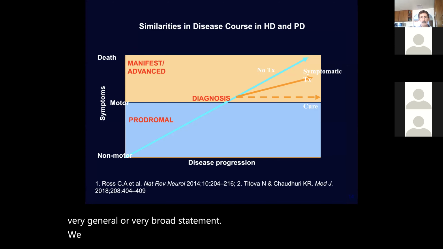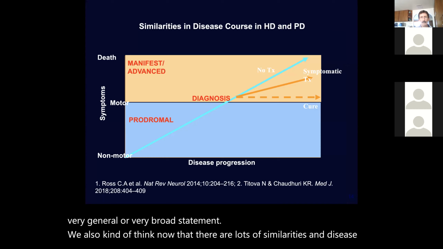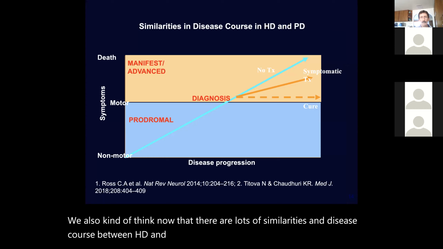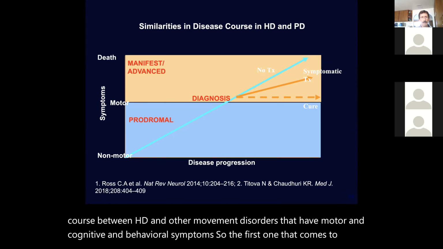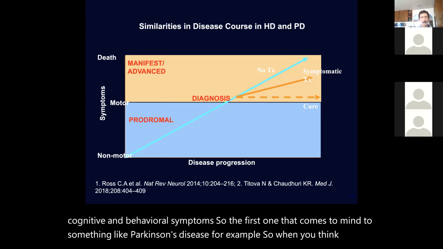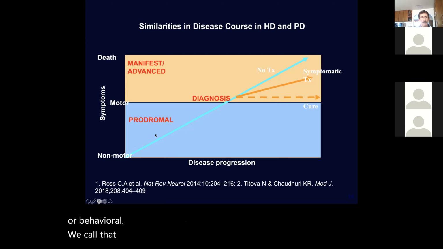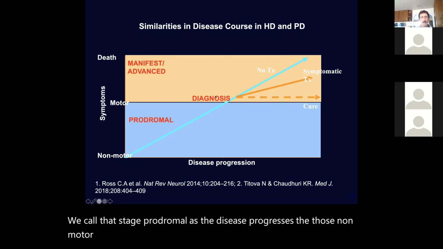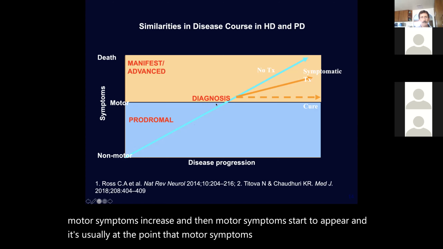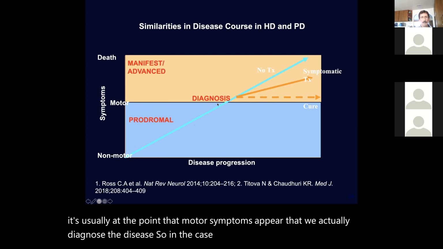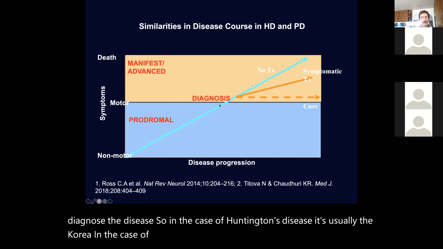We also kind of think now that there are lots of similarities in disease course between HD and other movement disorders that have motor and cognitive and behavioral symptoms. So the first one that comes to mind is something like Parkinson's disease, for example. So when you think about it, both HD and PD start out with non-motor symptoms, usually cognitive or behavioral. We call that stage prodromal. As the disease progresses, those non-motor symptoms increase, and then motor symptoms start to appear. And it's usually at the point that motor symptoms appear that we actually diagnose the disease. So in the case of Huntington's disease, it's usually the chorea. In the case of Parkinson's disease, it can be the tremor, okay?